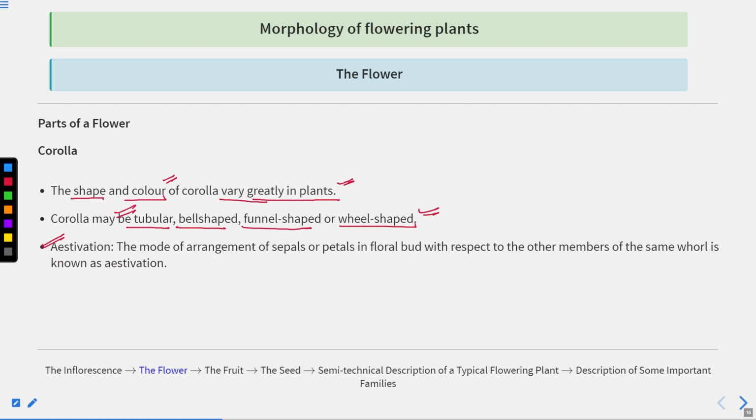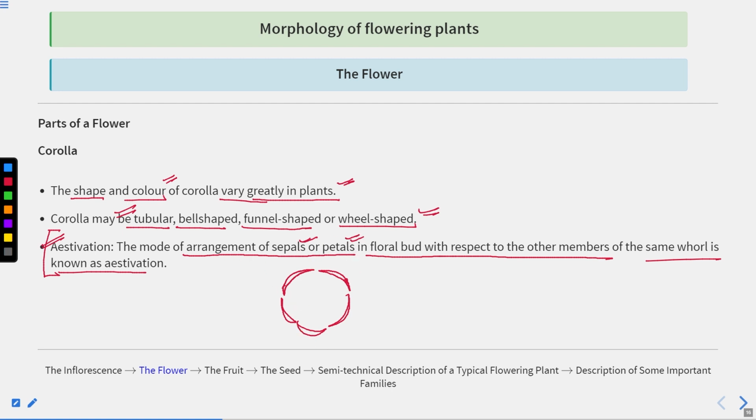Now, estivation, a very important point. The mode of arrangement of the sepals or petals in the floral bud with respect to the other members of the same whorl is known as estivation. If you are talking about how the sepals are arranged on the floral axis, we can draw it like this. You can see these are all the sepals. Sometimes we talk about the petals also. If this is the first, then this is the second, the third, the fourth, the fifth, but all of these are sepals, right? The arrangement with respect to the other members of the same whorl is known as estivation.